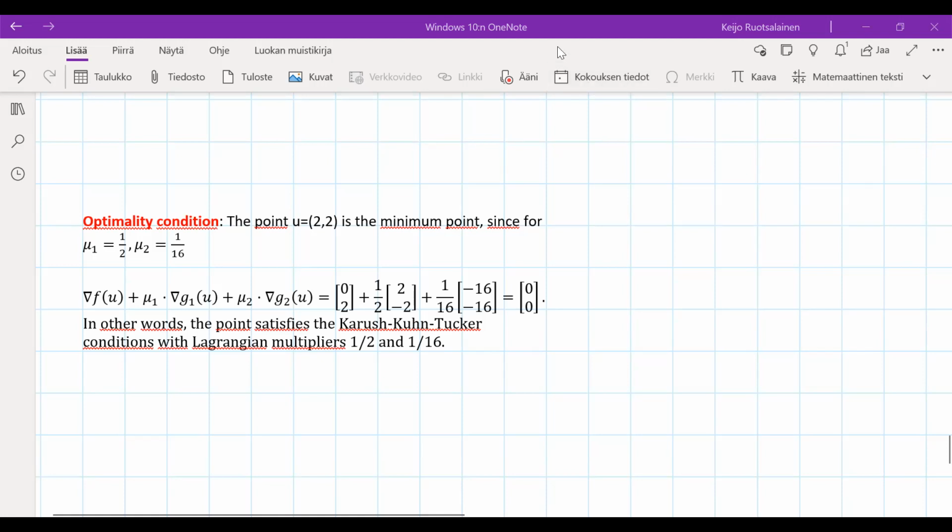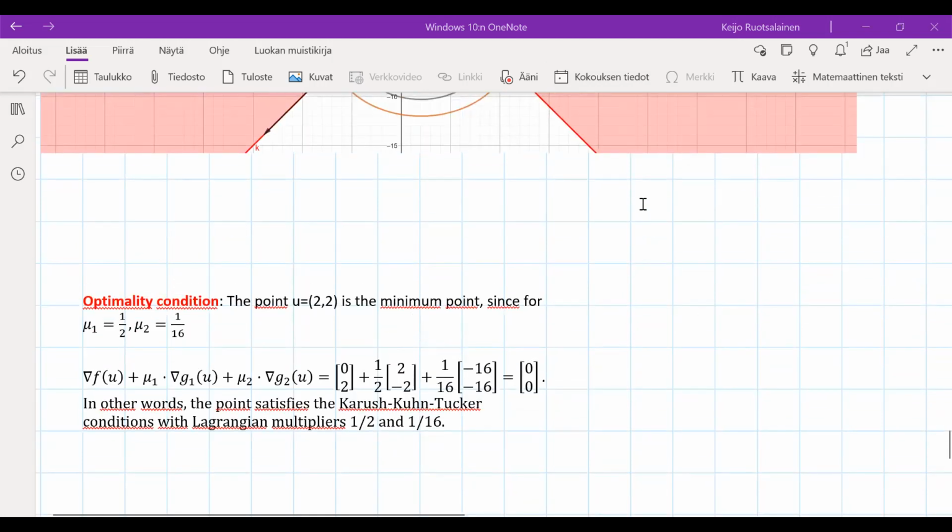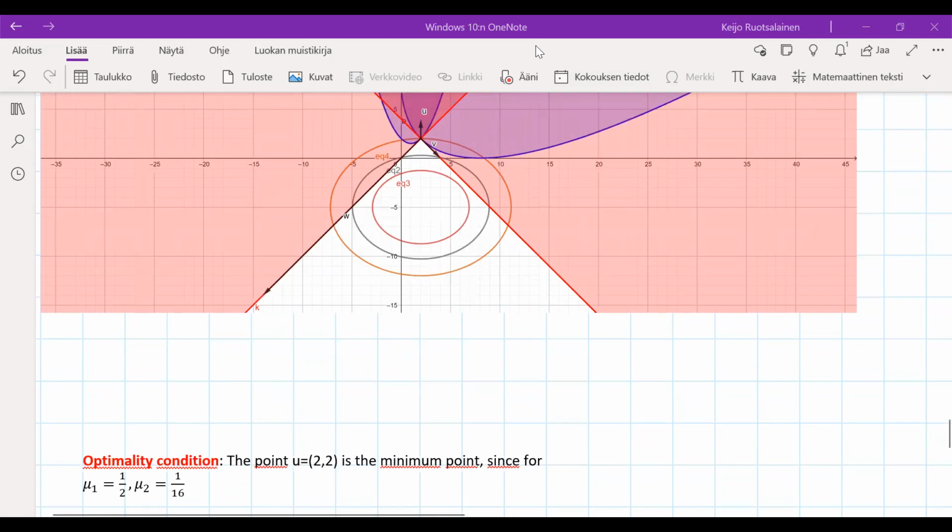Okay, let's stop here, and on Monday morning we can really return and introduce the Karush-Kuhn-Tucker conditions for finding the optimal point of the constraint optimization problem. Okay, bye-bye.